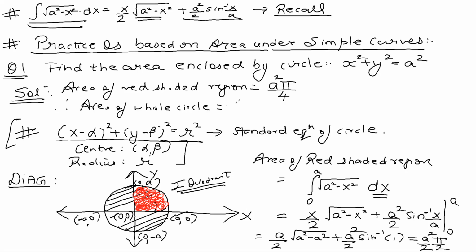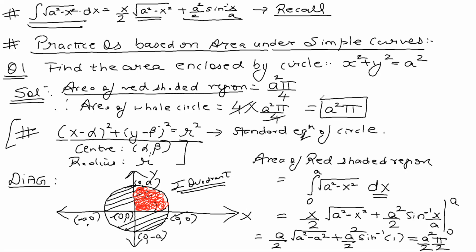So area of the whole circle will be 4 times the area of the red shaded region, which means 4 into a square pi by 4, which is nothing but a square pi. So this will be the area of the whole circle. So this is my final answer.